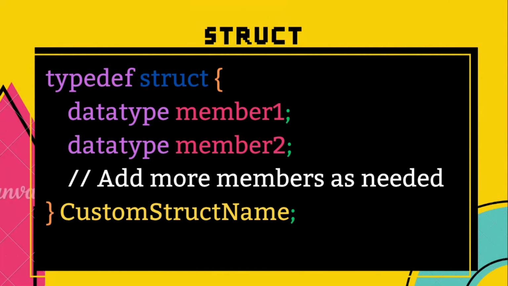This is the syntax for defining your own data type. typedef struct, then inside curly braces, data type member1, data type member2, and outside curly braces, your data type's name. In this syntax, typedef means define type, struct means structure. It defines a new data type named custom struct name based on the structure specified within the curly braces. Data type represents the data type of each member within the struct.